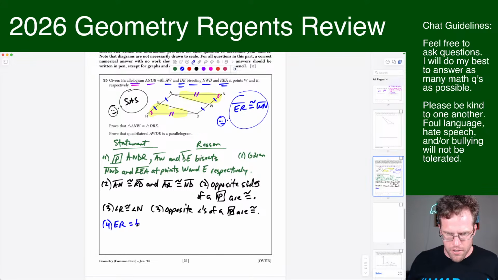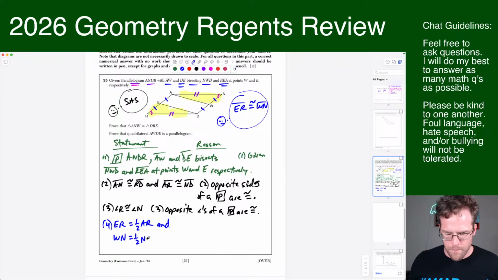ER is half the measure of AR. And how do we know? Yeah, ER is half the measure of AR because they said these line segments are bisecting the segments. So ER is 1/2 the measure of AR. And I could say NW because I'm trying to show, I'll say WN so it's in the same order. That doesn't matter. Only at the end when you say the letter arrangement does it matter. And WN is half the measure of ND.